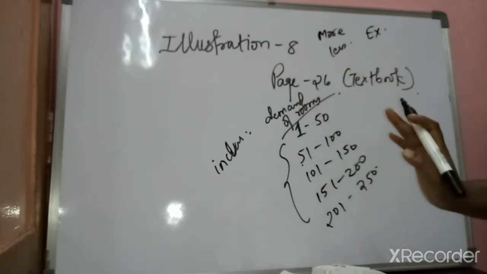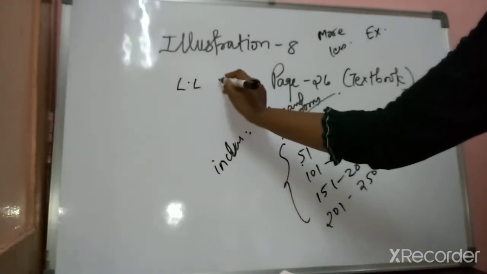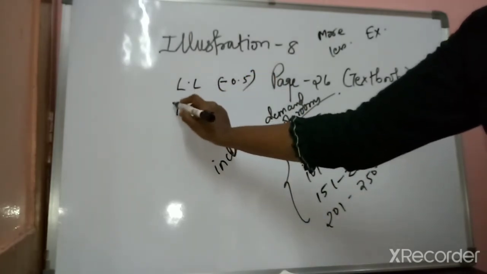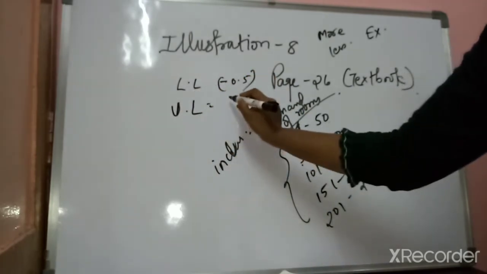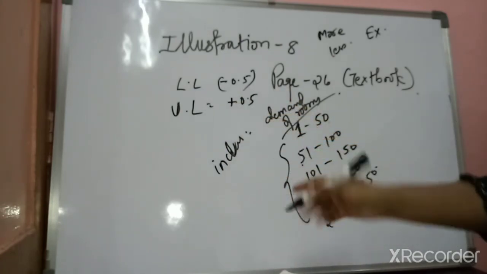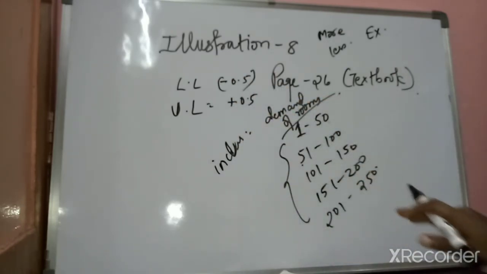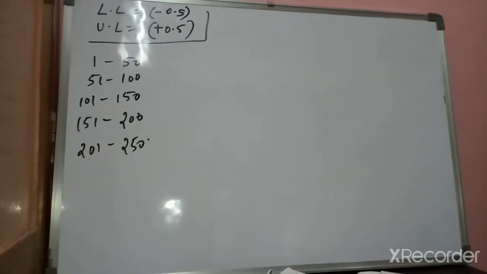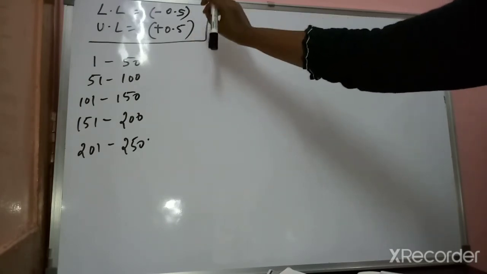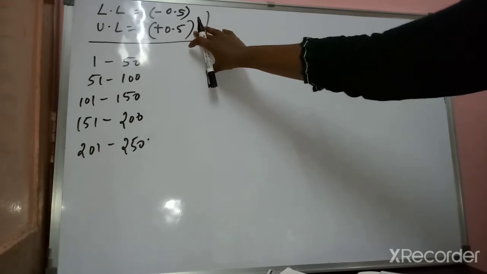So how would you convert it? First of all, from the lower boundary point you have to deduct 0.5, and to the upper boundary point you have to add 0.5. I hope you know how to do it. By doing this we can make the exclusive frequency distribution. I will show you once again: from the lower limit deduct 0.5, and to the upper limit add 0.5 in order to make the exclusive frequency distribution.